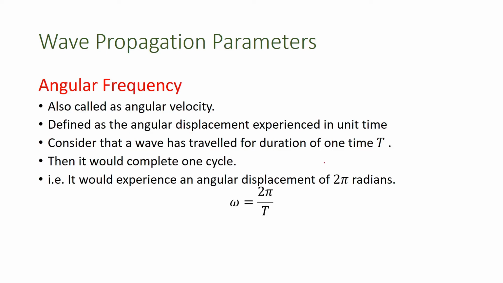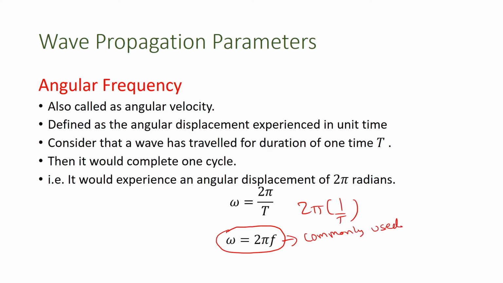I can also write this to be equals to 2 pi times 1 by capital T, where 1 by capital T is f. Therefore, omega equals to 2 pi f. This is also a result which is very commonly used. Omega is called as the angular frequency.